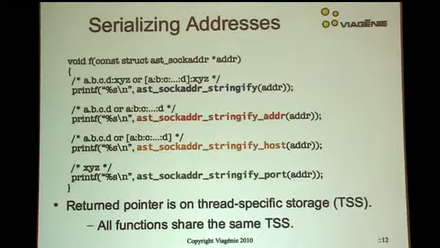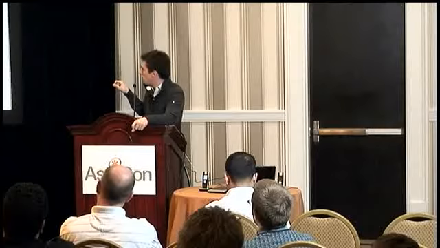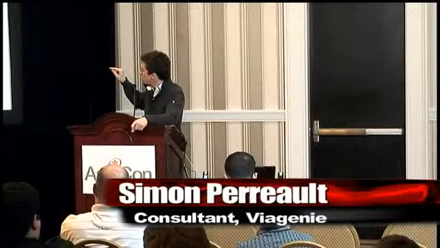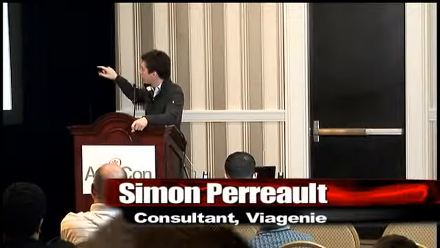And for all these functions, the pointer to the string that they return, the string is on thread-specific storage. All of these functions share the same TSS chunk. So it forces you to be smart. If you try, in a single printf statement, to print the address and the port separately, it will fail, because the two functions will be called, they will overwrite each other, and it will fail. What you need to be using is stringify_addr or stringify, so it's a bug and a feature. We're not changing it at all.